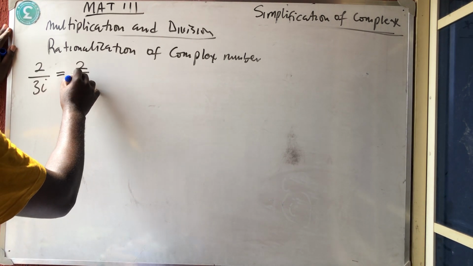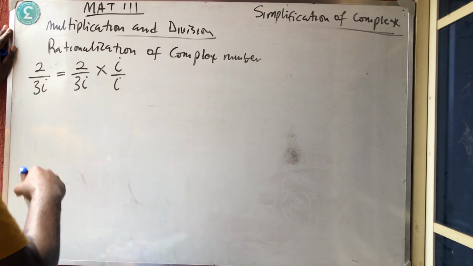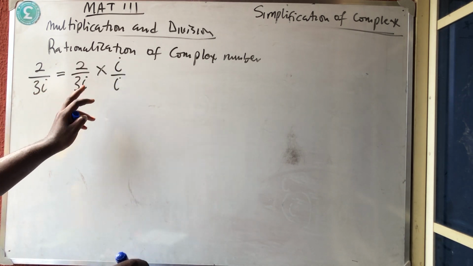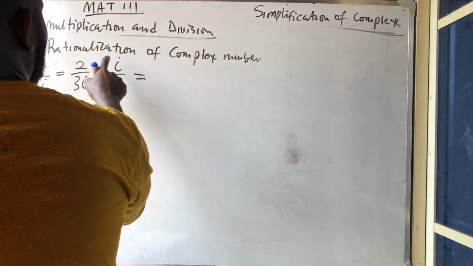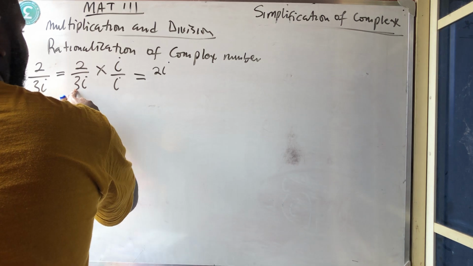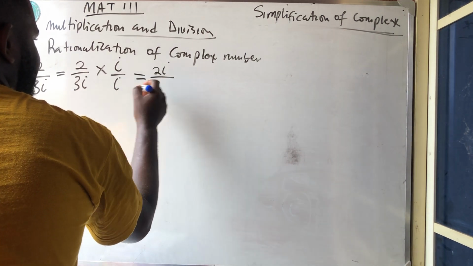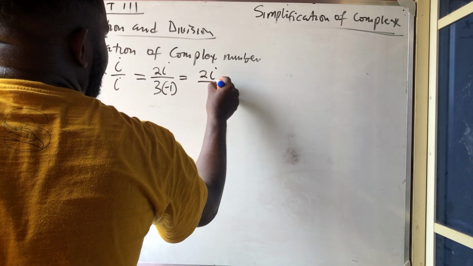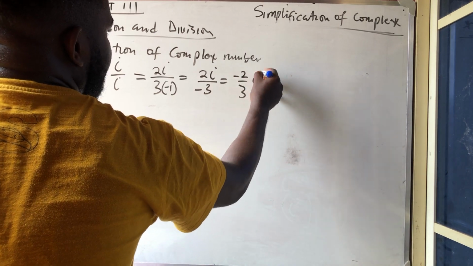It will be 2 over 3i times the same i over i. Some will say times 3i over 3i, the same thing, because 3 will cancel 3. So just pick only the i. So this is equal to 2 times i, 2i, over 3 times the invisible 1, which is 3, and i times i will give you minus 1. So my answer is 2i over minus 3. So my answer is now minus 2i over 3.